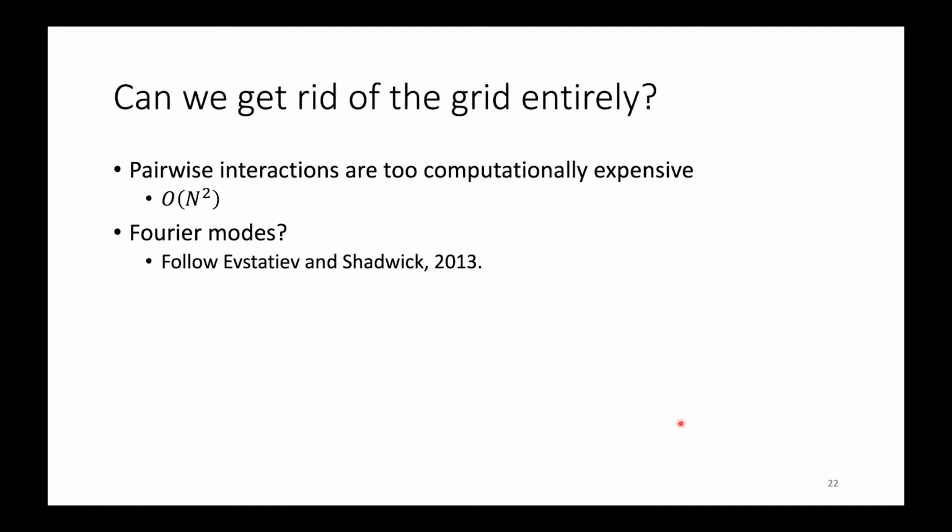So now I want to shift gears and ask the question, can we just get rid of the grid entirely? These interpolations cause all these problems. It sure would be nice if we could just come up with a method that didn't have a grid, and so we never had a grid instability. Well, we definitely can't do pairwise interactions between particles because that scales as the number of particles squared, and that's way too expensive to run.